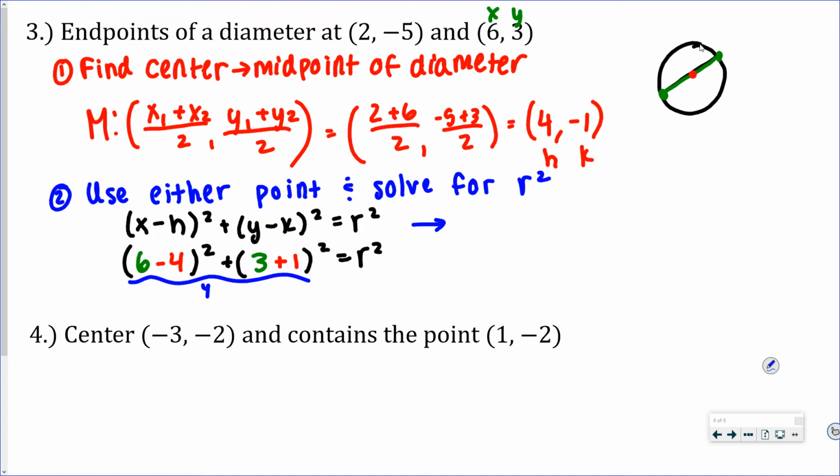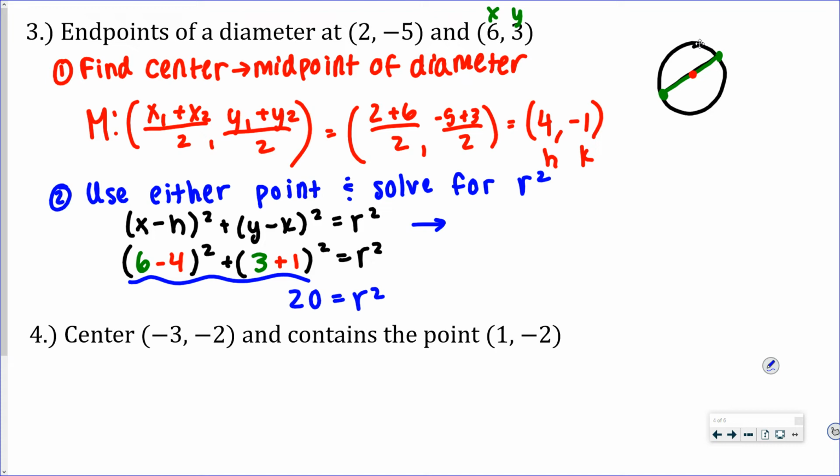Okay. Here, 3 plus 1 is 4. 4 squared? What's 4 plus 16? 20 is r squared. And I think that's just a little bit easier than using the distance formula. Now, if you're curious what the radius is, you can square root it. This gets the square root of 20 or 2 root 5, whatever. You get that same answer if you were to do the distance formula.